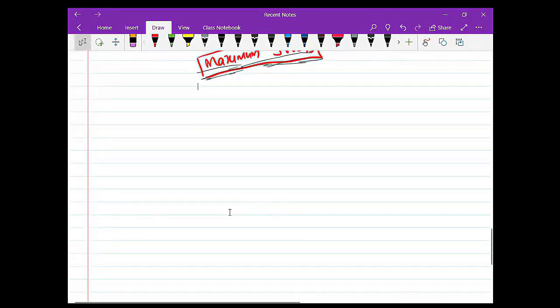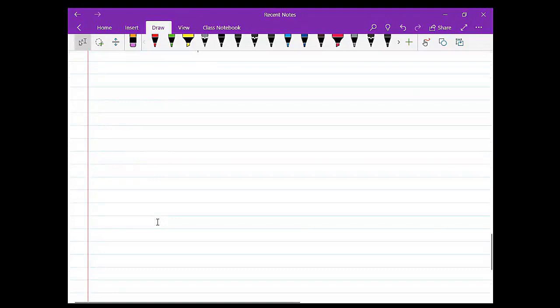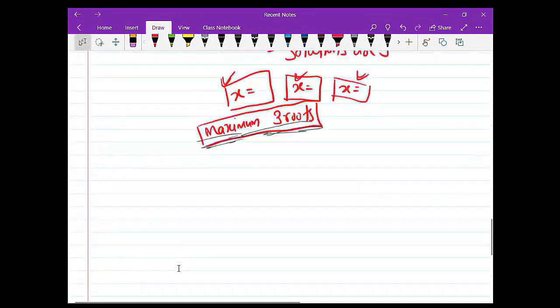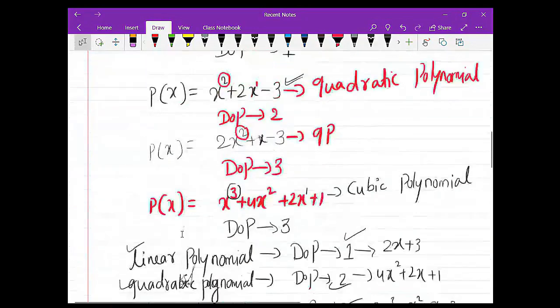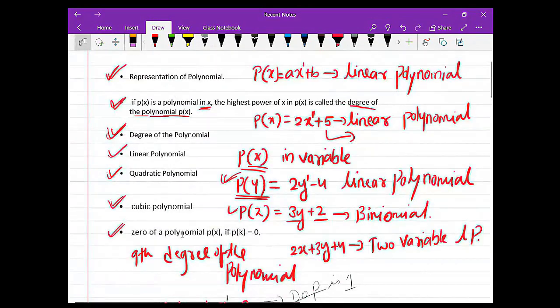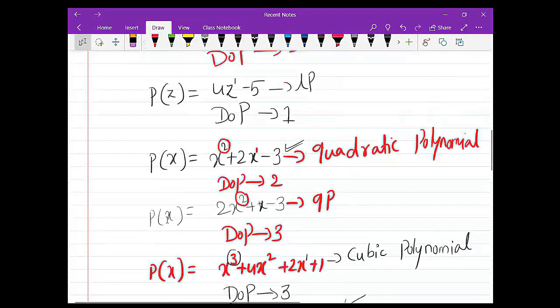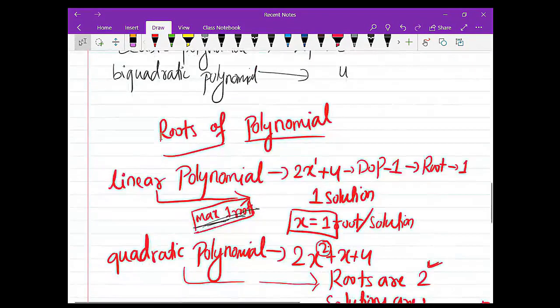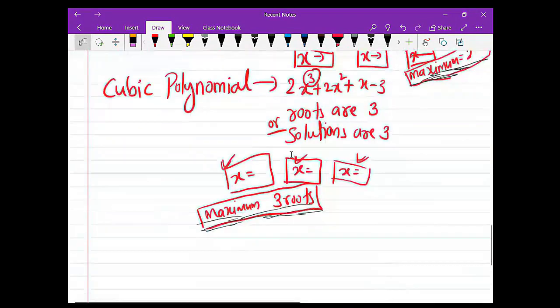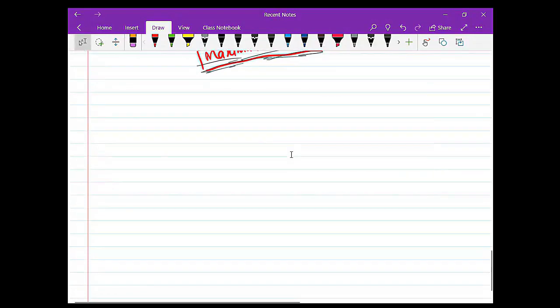So what is meant by root? Now we are going to discuss it. And already in the starting I have told what we are going to discuss again. Zero of the polynomial. Okay. But here, what is zero of the polynomial? So you know zero of the polynomial is nothing but the roots of the polynomial.